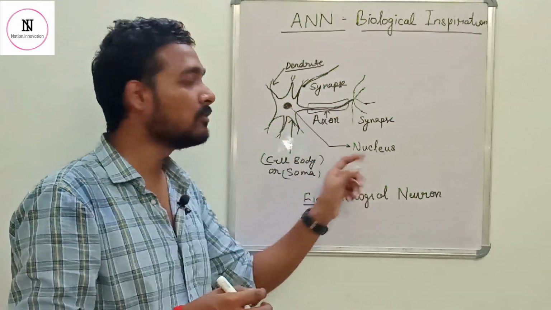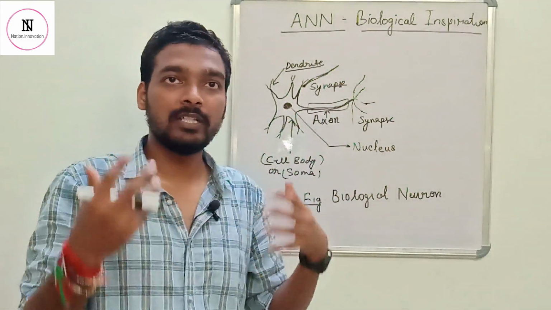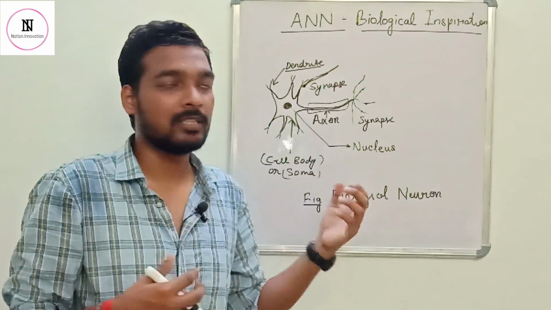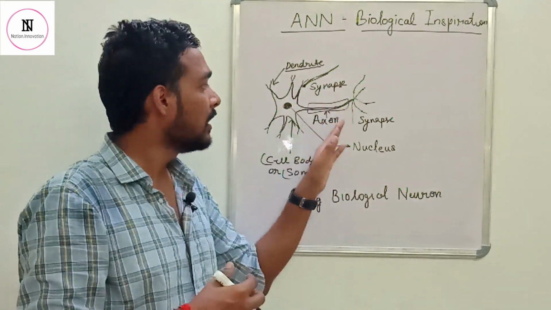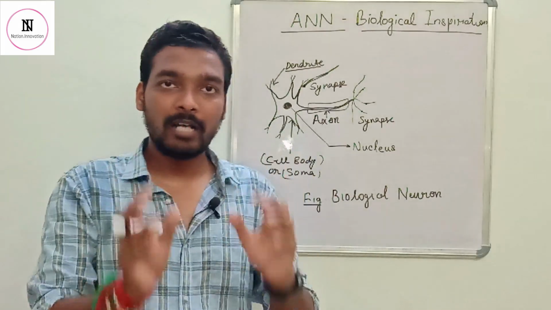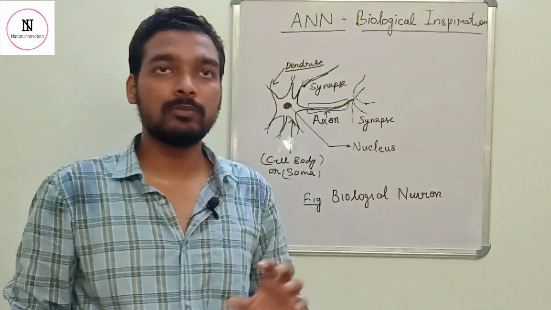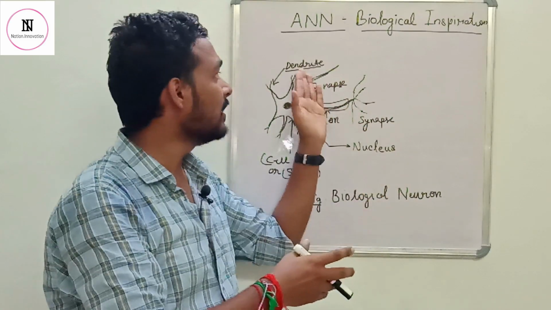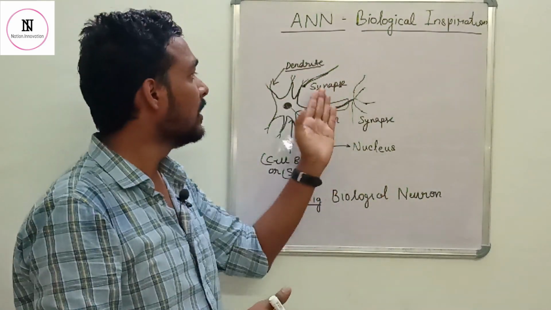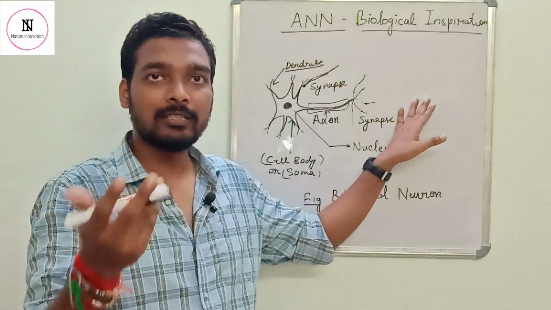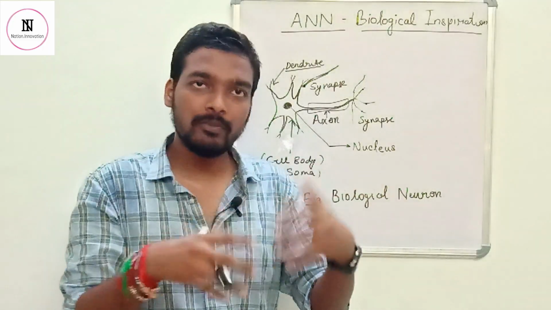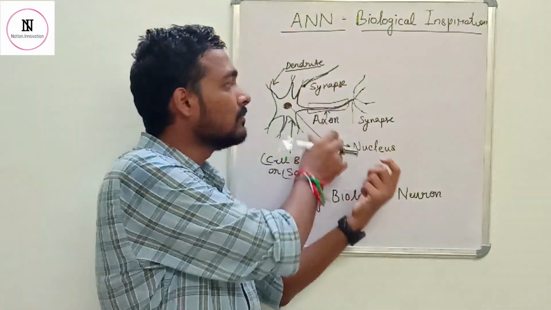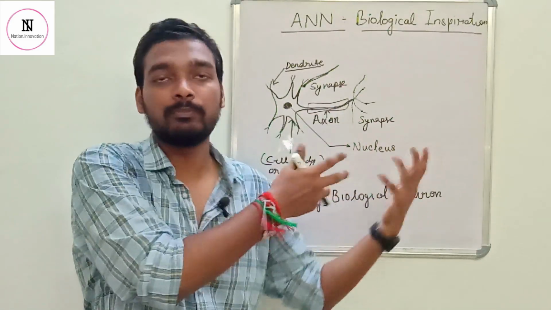And the nucleus is there to process it. Whatever information we are getting, the nucleus will process it. So the nucleus, dendrite, synapse and axon are all available in the perceptron also. So the perceptron resembles the same structure, but here the dendrite is said to be the input, and the synapse is said to be the activation function. So we will see how these terms are correlated in the perceptron form.